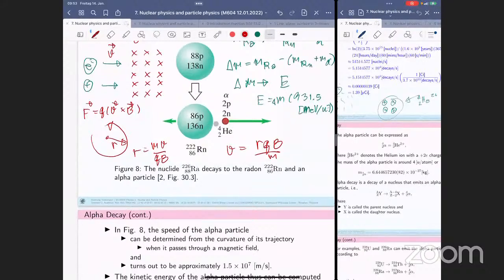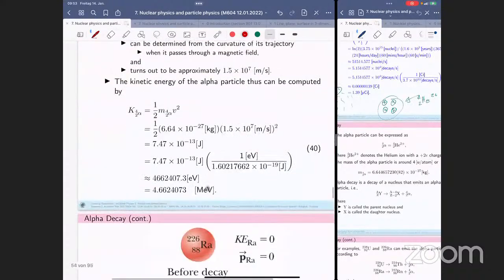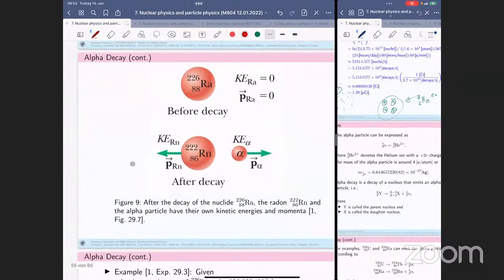That energy will be distributed to both particles. When both particles have the energy, they are going to move. Once they move, there will be two quantities. The first quantity is kinetic energy, KE. There will also be momentum, because there is movement, velocity.